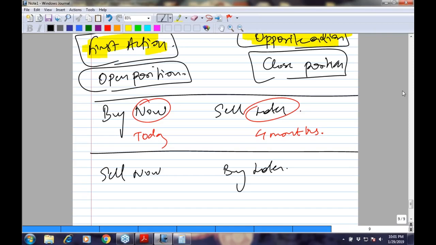A lot of students ask a question: how can we sell the contract to the exchange when we don't have the contracts? Now, when you sell contracts, that means you have entered into a commitment to sell the currency. You have not sold anything.